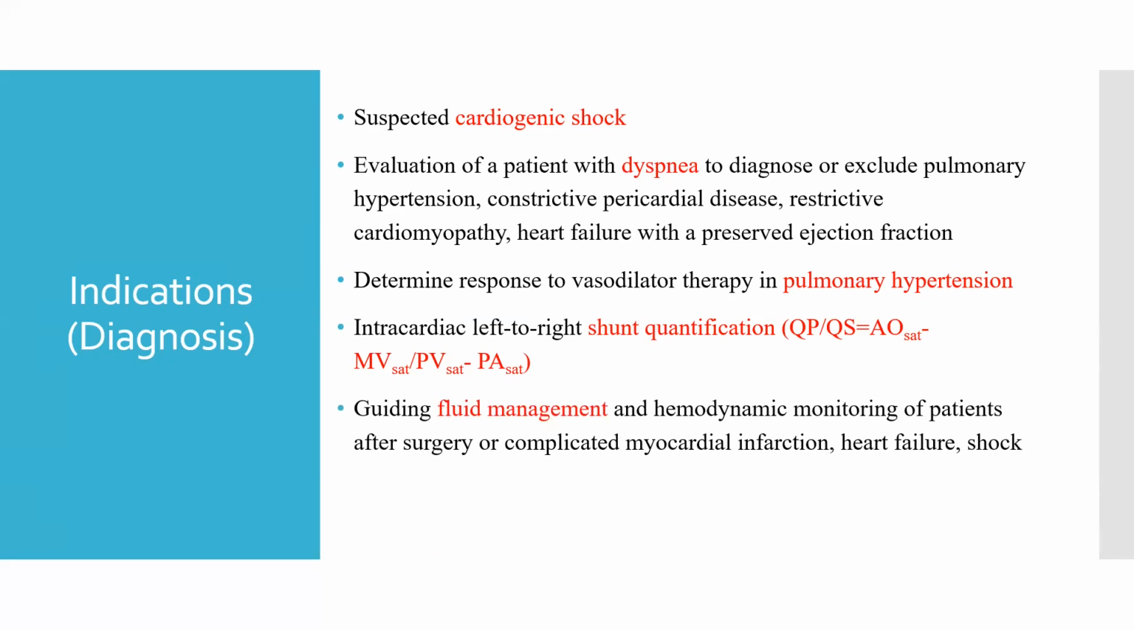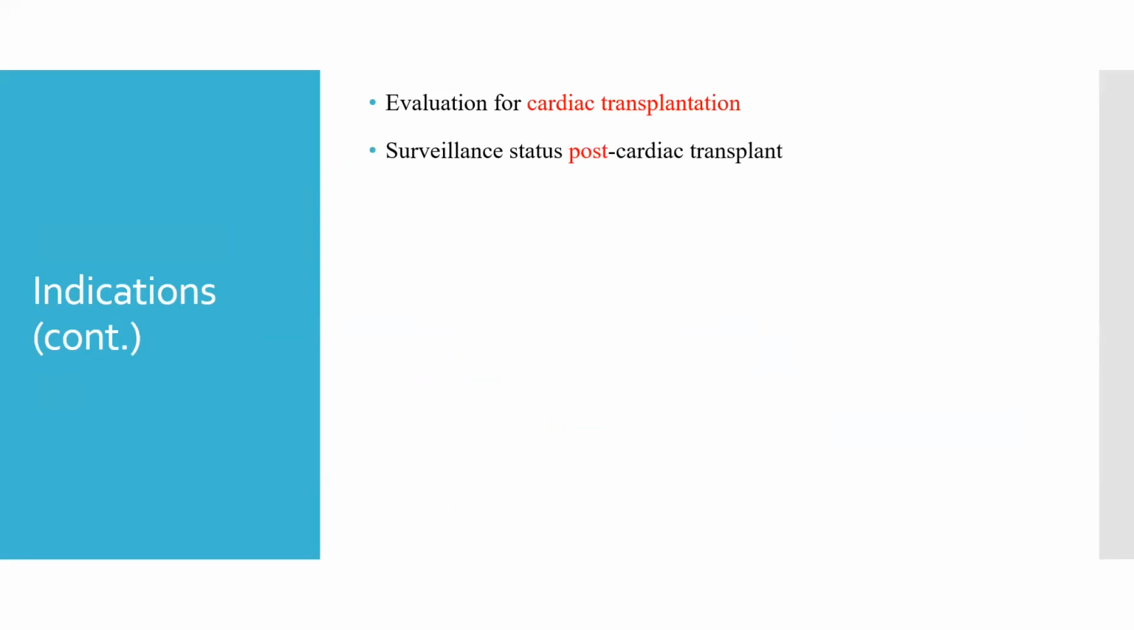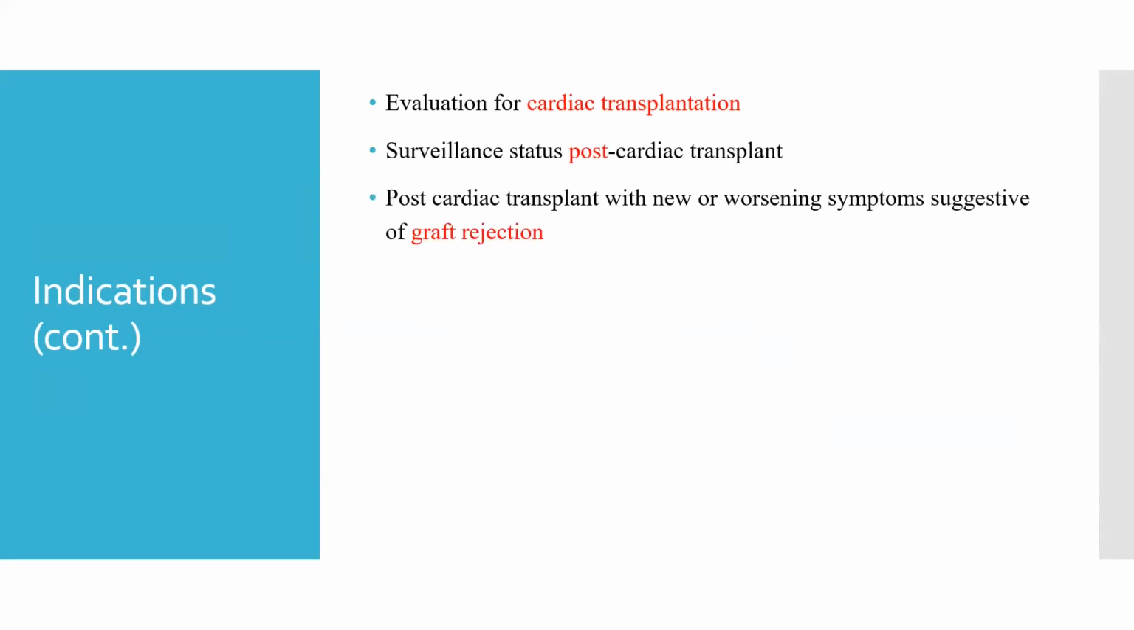Right heart catheterization can be used to guide hemodynamics and fluid management in patients with heart failure, with shock, or complicated myocardial infarction, or early after surgery. And of course, it is a modality used for anatomical evaluation of patients with congenital heart disease. It is used for evaluation of cardiac transplantation to assess eligibility, and for surveillance post-cardiac transplant, with new or worsening symptoms suggesting graft rejection.